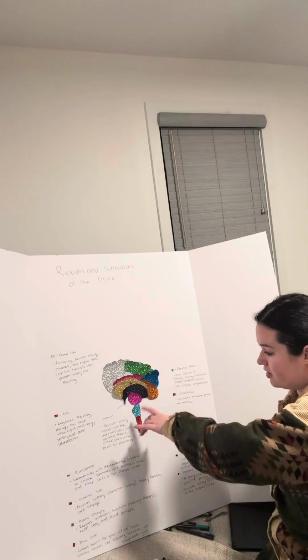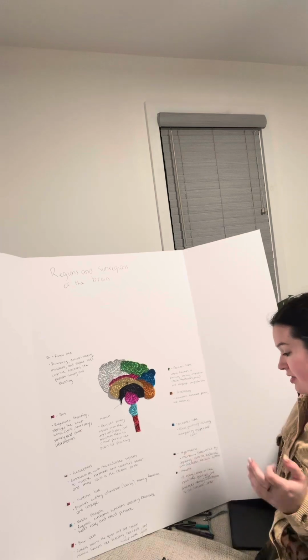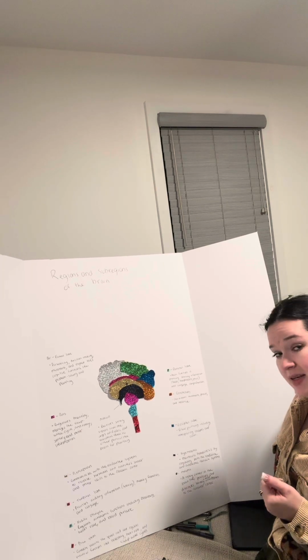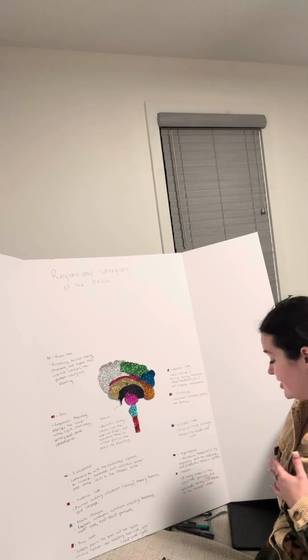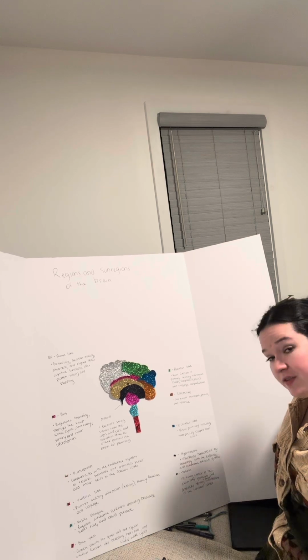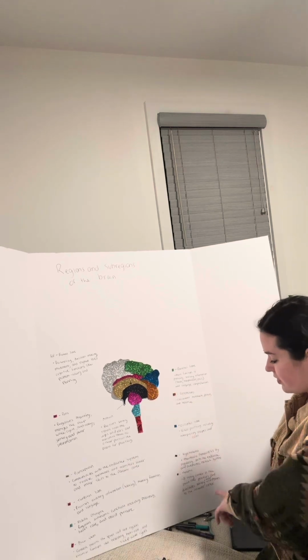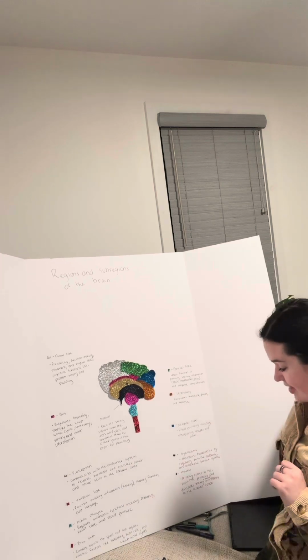We then have the hypothalamus right here in the black. The hypothalamus part of the brain helps maintain homeostasis by regulating both the endocrine and autonomic nervous systems. And then this little part right here, the circle, is where I was showing the thalamus.